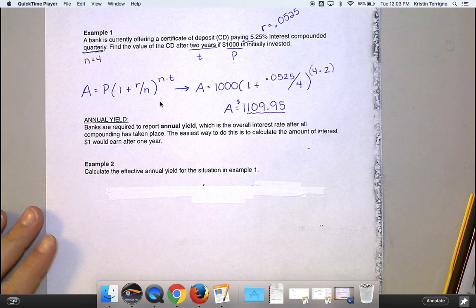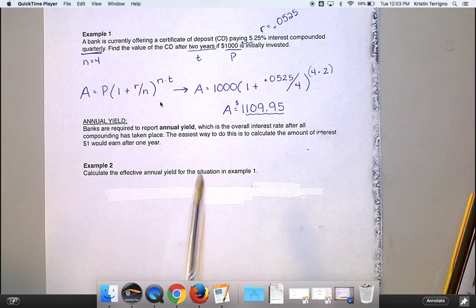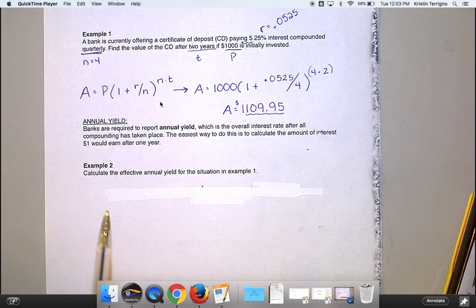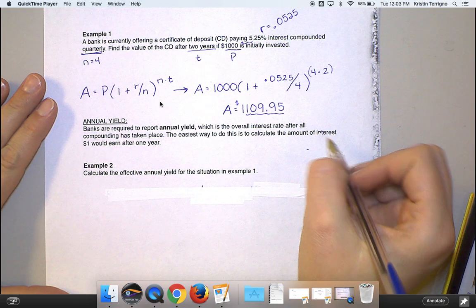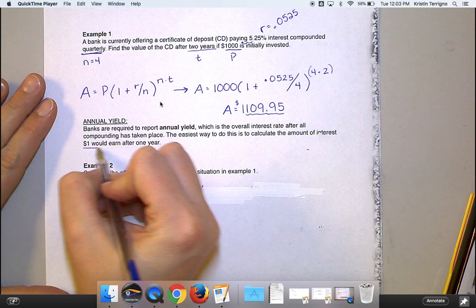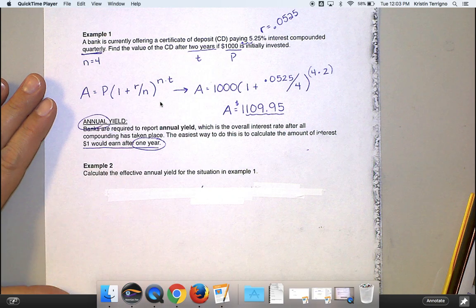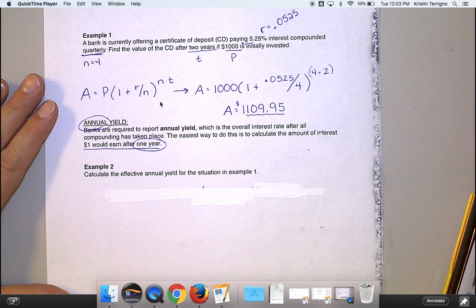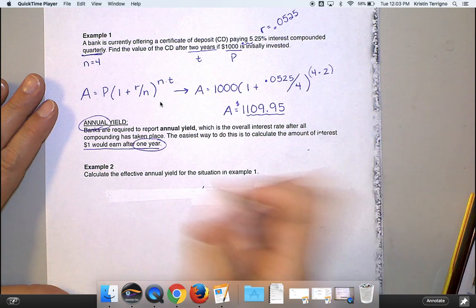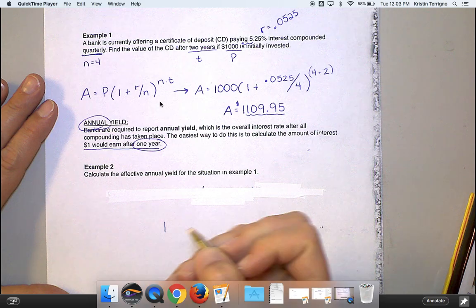So what I'm going to do is pretend that I'm investing $1, all right? Because $1 is the easiest one to make comparisons to later. I'm going to invest $1, all right, for 1 year. And again, I want to make sure I'm only looking at 1 year because I want to look at annual yield. Otherwise, I'm going to leave this exactly the same. So I'm going to put in $1 instead of my 1,000.